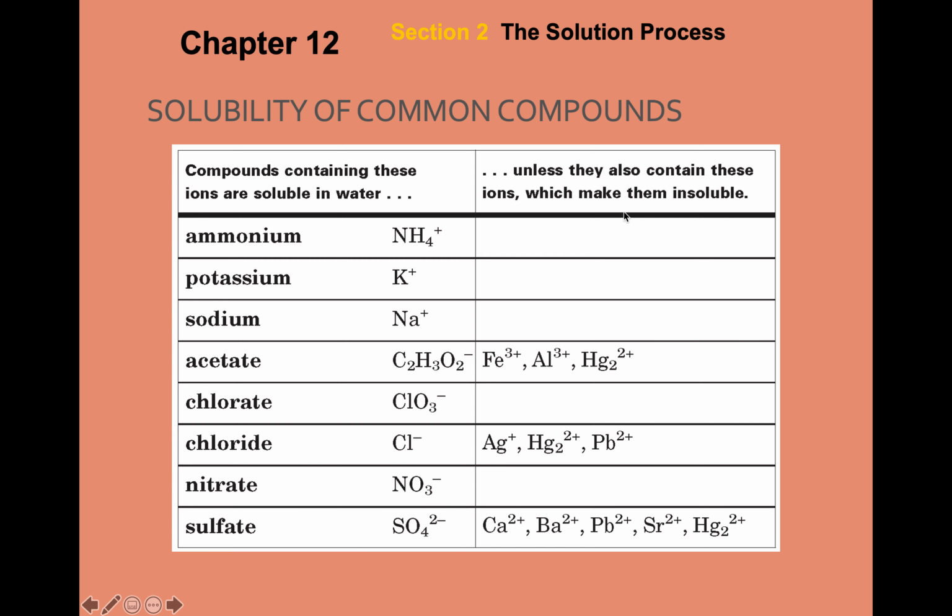For nitrate, all nitrates, anything containing NO3-, are soluble in water. There are no exceptions here. So all nitrates are soluble, every single one. All sulfates are soluble, except if they are attached to calcium, barium, lead, strontium, or mercury. So that means calcium sulfate is not soluble in water.